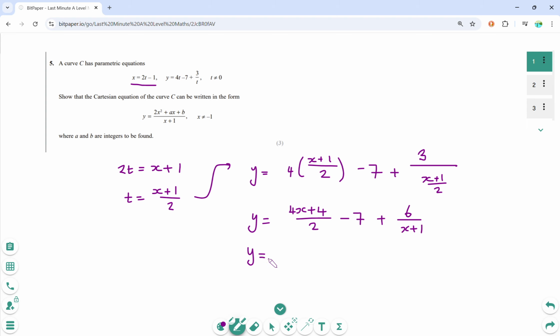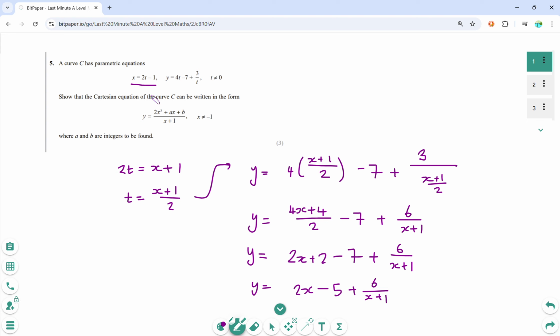Simplify any more if possible. Here, these both divide by 2, so we're going to do 2x plus 2, take away 7, plus 6 over x plus 1. Simplify again if possible. 2x minus 5 plus 6 over x plus 1. Okay, so now we've got rid of t.